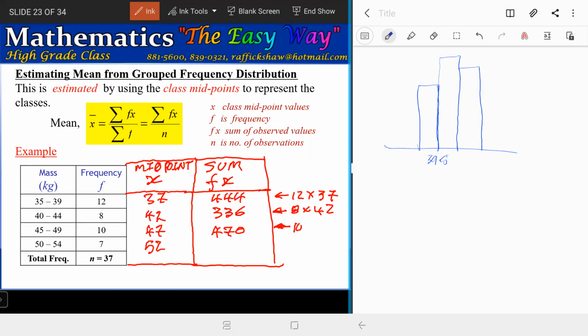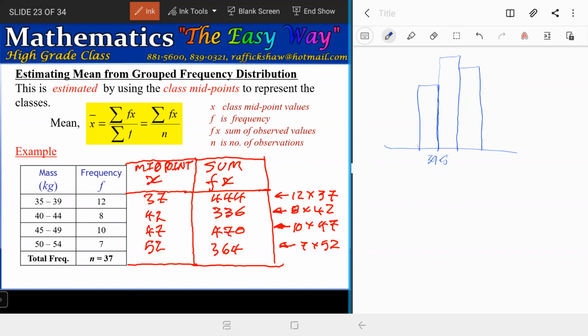This is 10 times 47, 10 bars, each of them measuring 47. The last group has 7 bars in it, 7 bars left to make the 37 bars. We have to measure the next 7 bars. We're assuming each of them measures 52. So 364 is the total mass of those 7 bars. It is 7 times 52.